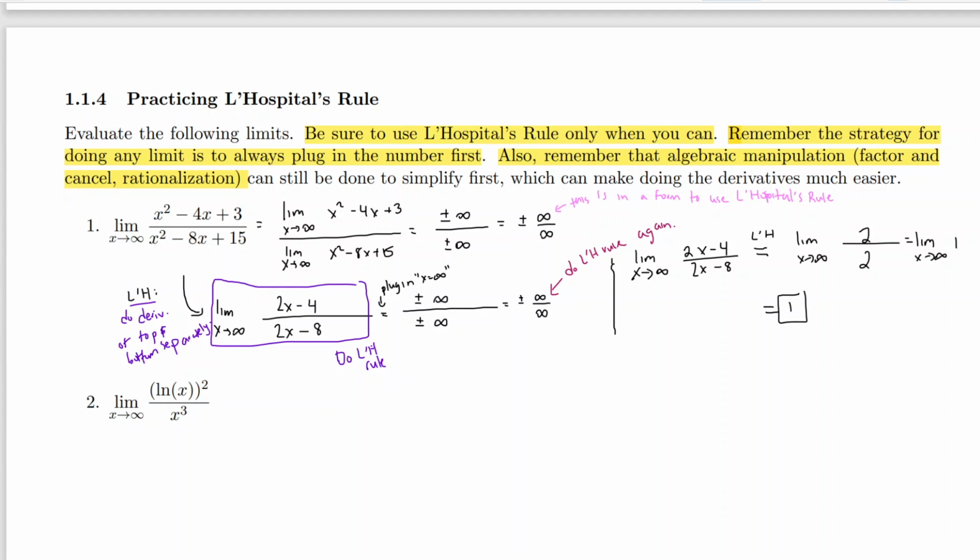In the next video, we'll continue and we'll start looking at problems where we must use L'Hopital's rule. We won't have an old way to do it. I will see you there.